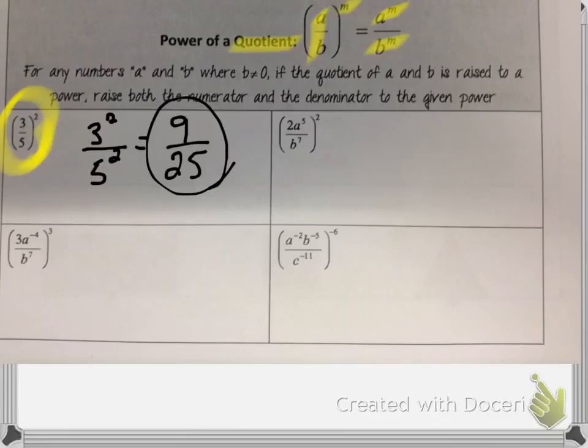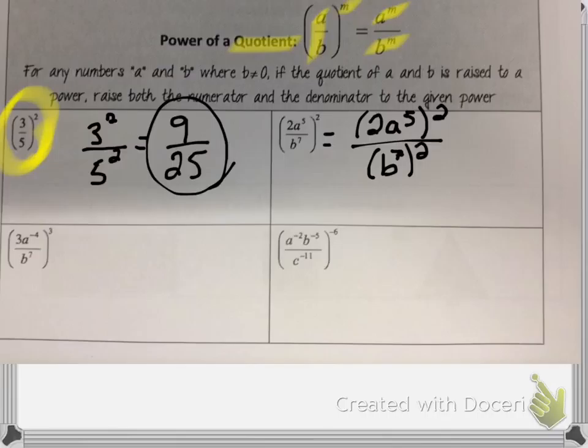So same thing on the right hand side, but now we have, instead of just one base and a power, 2a to the fifth. So there's two things there. So let's really break this down. We have 2a to the fifth, and if I'm distributing that power, that's all raised to the second power. On the bottom we have b to the seventh, raised to the second power.